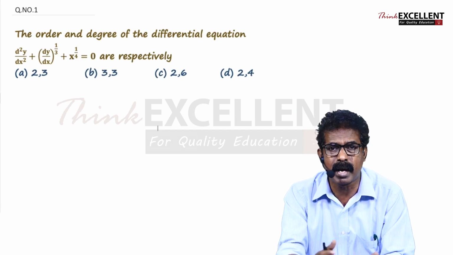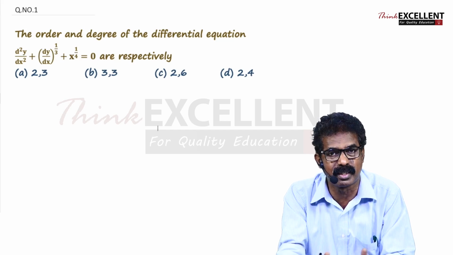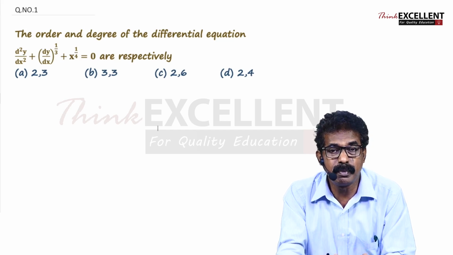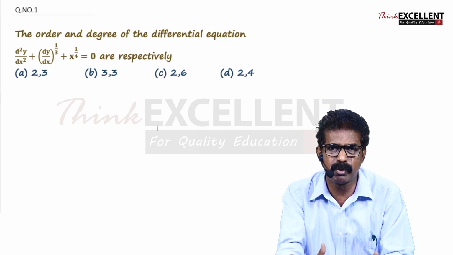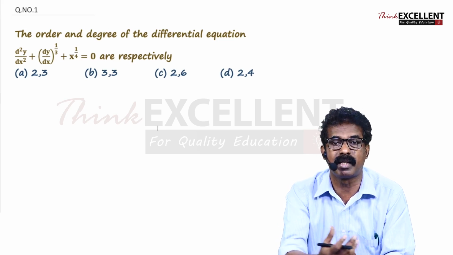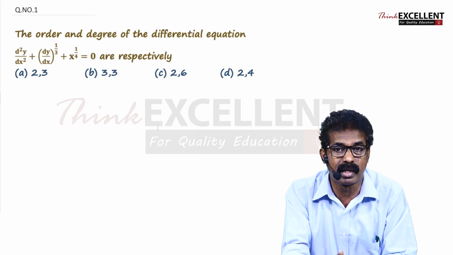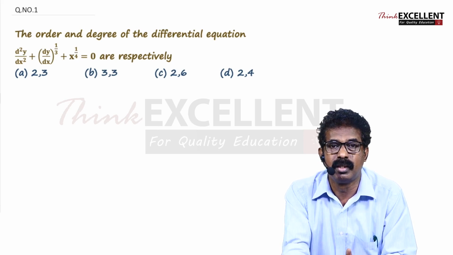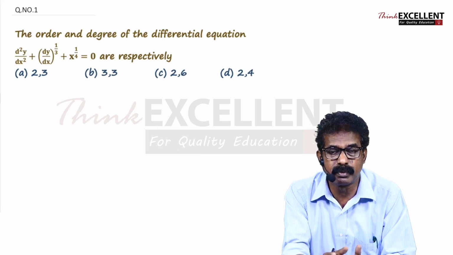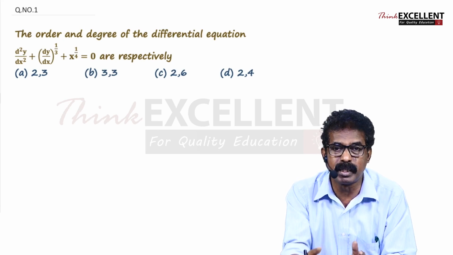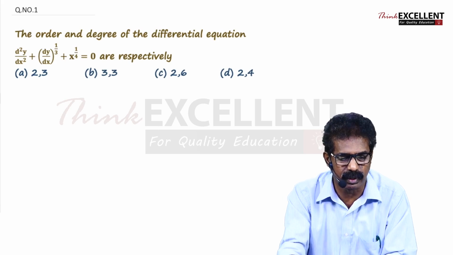Order means the maximum number of times you have differentiated. Degree means its power, the power of the highest-order derivative. But see that it must be free from all radical signs, right? There should not be any root or cube root. So dy by dx means everywhere dy by dx. There should not be any dx by dy. Some conditions are there.